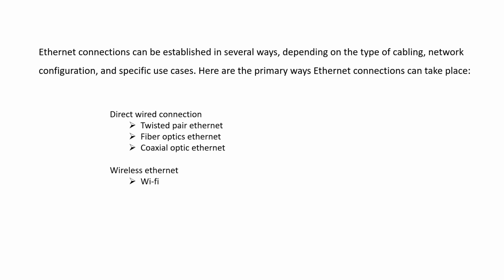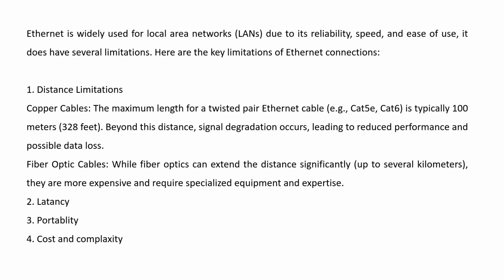Here are a few limitations of Ethernet. The first one is distance limitations. The maximum length of a twisted pair cable is 100 meters, or we can say it is around 100 meters. And sometimes, with the latest technology, it can be 200 kilometers, 300 kilometers, but not more than that.